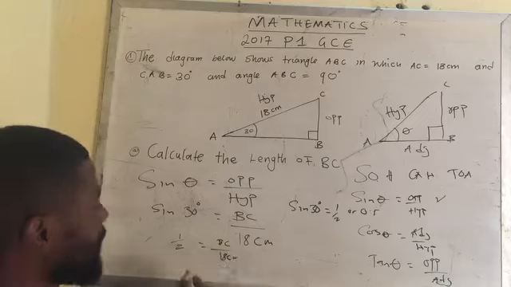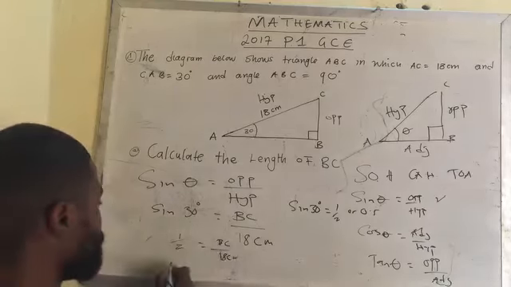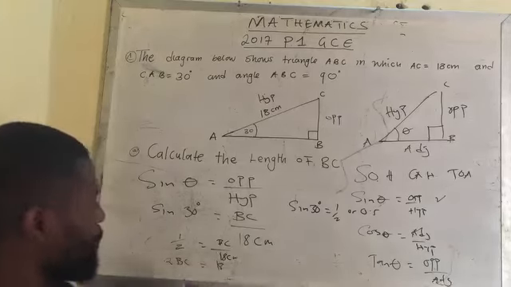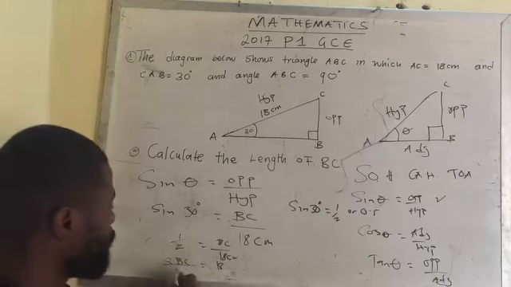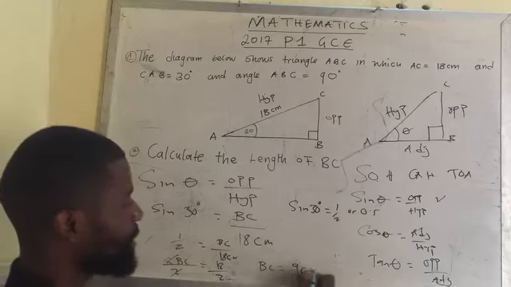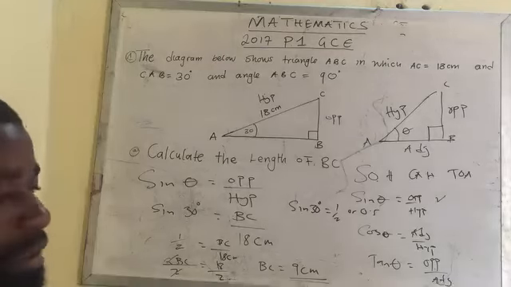Now in this case, we are going to cross multiply, which will give us 2 BC equals 18. Then we divide both sides by 2. Then our BC in this case becomes 9 centimeters. So this is how you solve this kind of equation. Thank you.